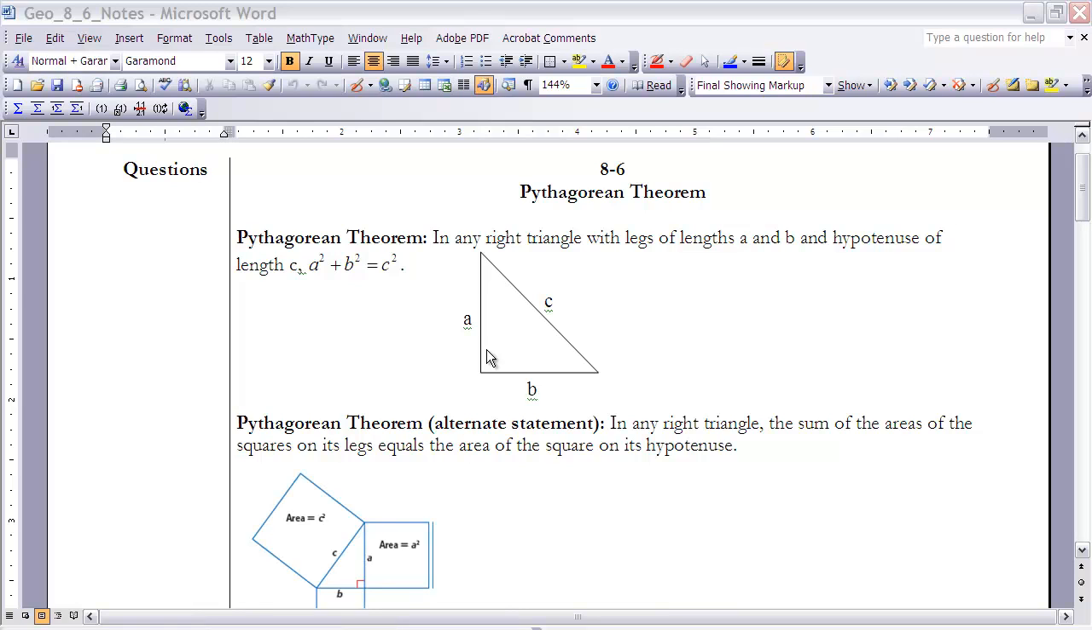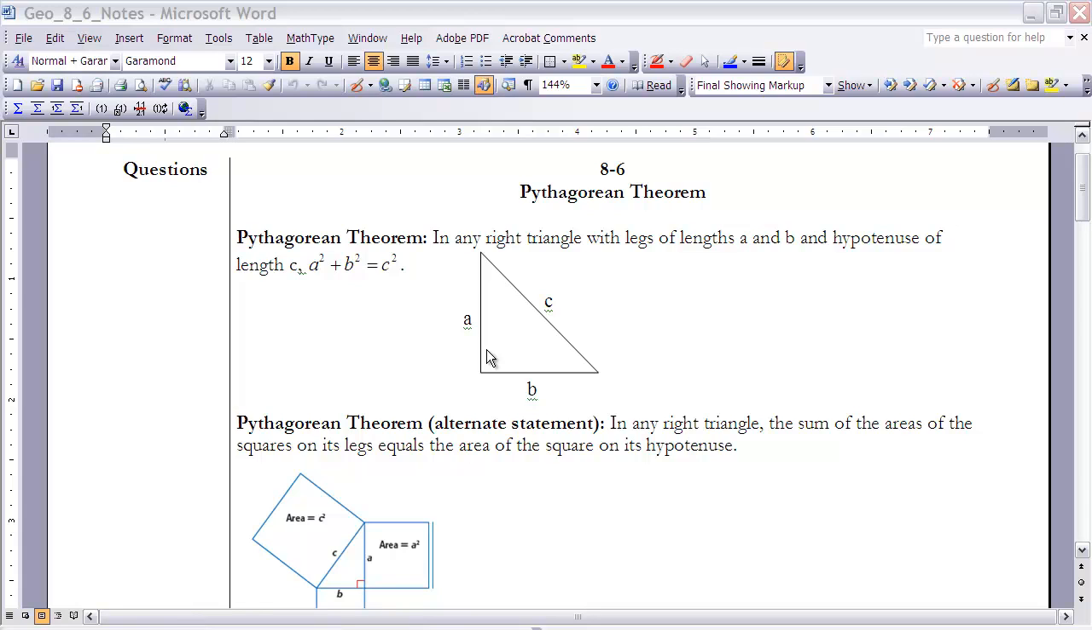This is the notes for section 8.6, Pythagorean theorem. And this whole lesson is about the Pythagorean theorem, not only what it is, but how to use it. So first of all, let's define the Pythagorean theorem. It's one of the oldest, most famous, and most used theorems in math.